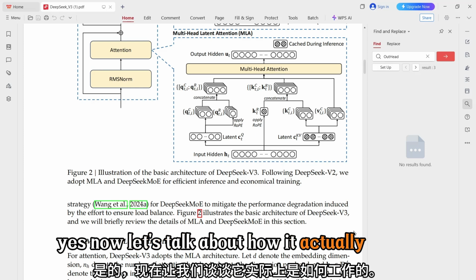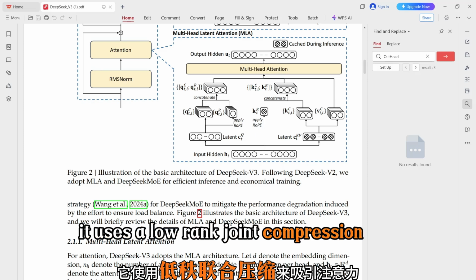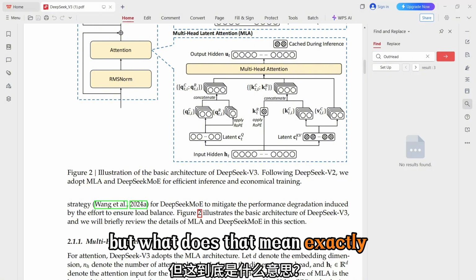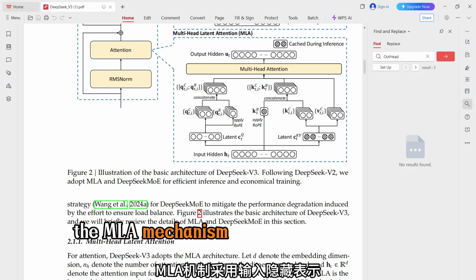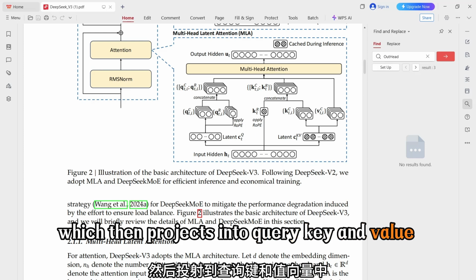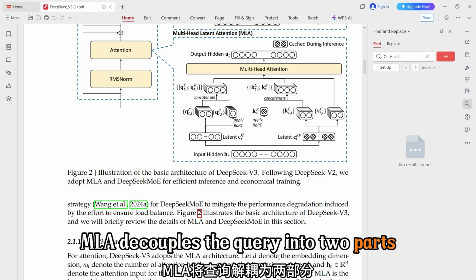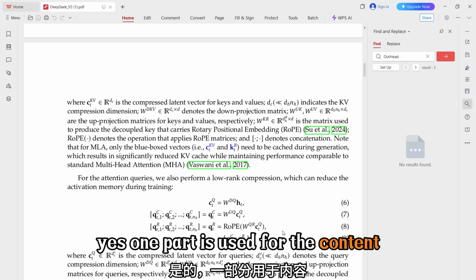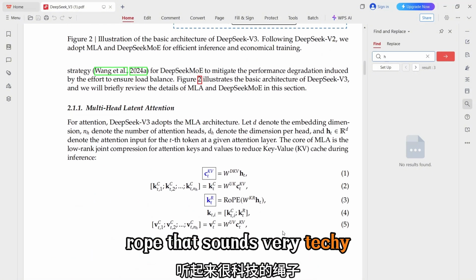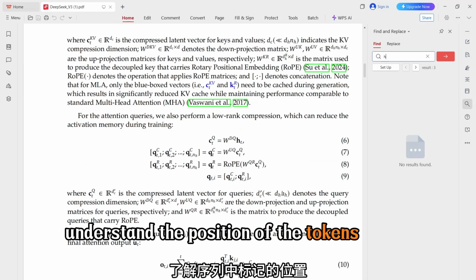Now let's talk about how it actually works. How does MLA achieve this compression? It uses a low-rank joint compression for attention keys and values. So let's get a little technical. The MLA mechanism takes an input hidden representation, which it then projects into query, key, and value vectors. Here's where it gets interesting. MLA decouples the query into two parts. One part is used for the content, and the other part is used for positional information using something called RoPE. It stands for Rotary Position Embeddings, and it helps the model understand the position of the tokens in the sequence.